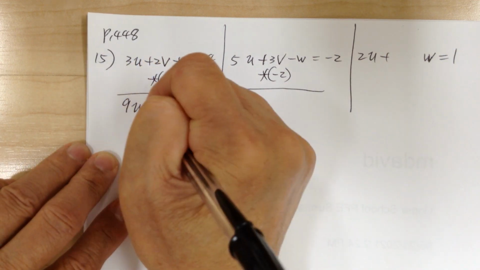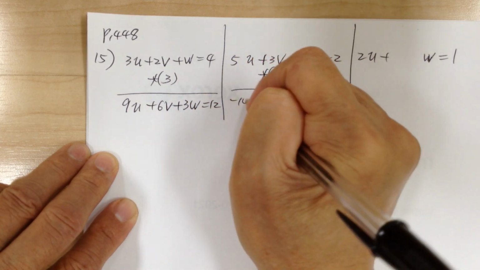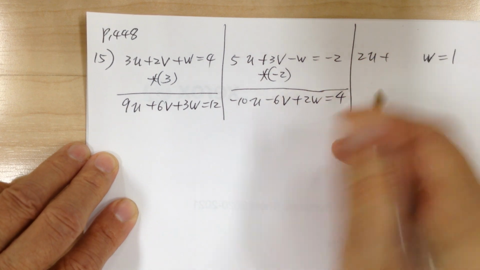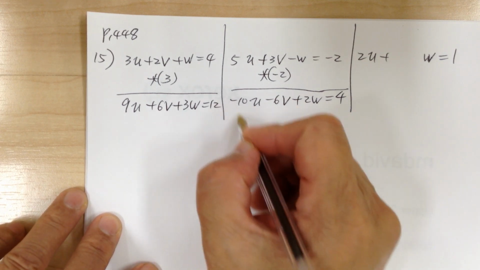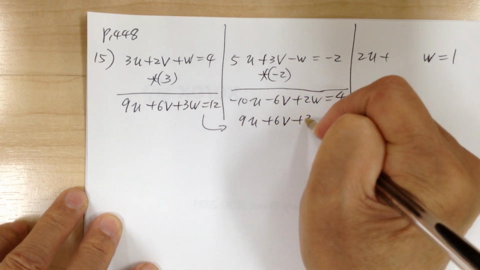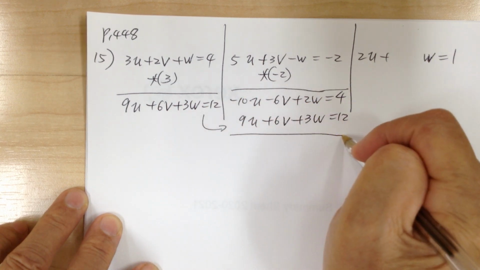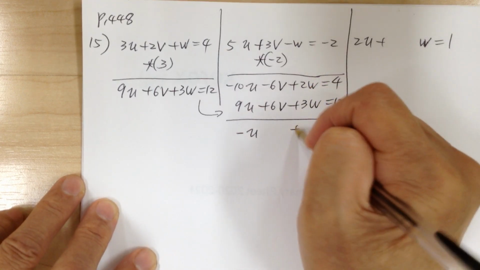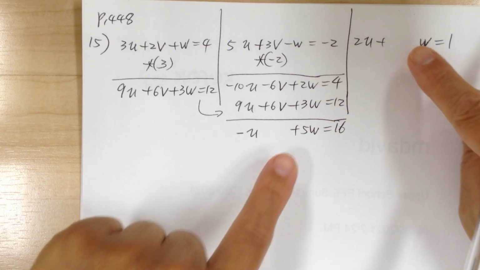So you get 9u plus 6v plus 3w equal to 12. This one I get negative 10u minus 6v plus 2w equal to 4. And I'm going to put this underneath. So I get 9u plus 6v plus 3w equal to 12. Again, it doesn't matter if you put this under here or this under here. When you add, you're going to get negative u, the v cancels out, and you're going to get plus 5w equal to 16. Now you got 2 equations with 2 variables.